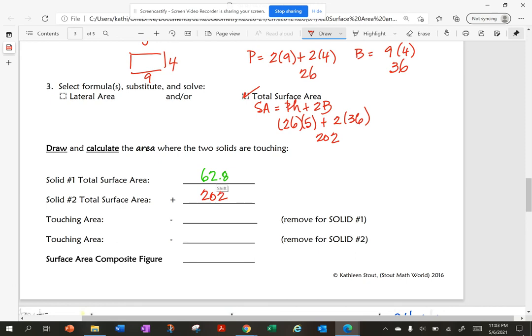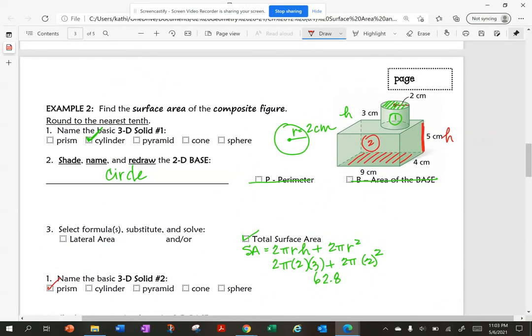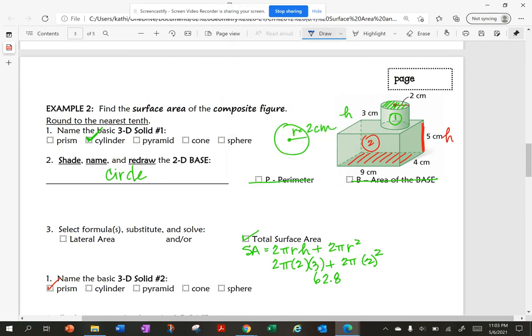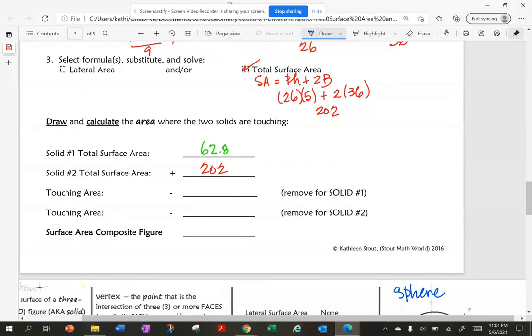So I'm going to add these two together. Now what's touching? So I'm looking on here, and the bottom of the cylinder is touching, so that's the circle. So I'm going to find the area of the circle, and I'm going to subtract it twice because once for the cylinder and once for on top of the rectangular prism.